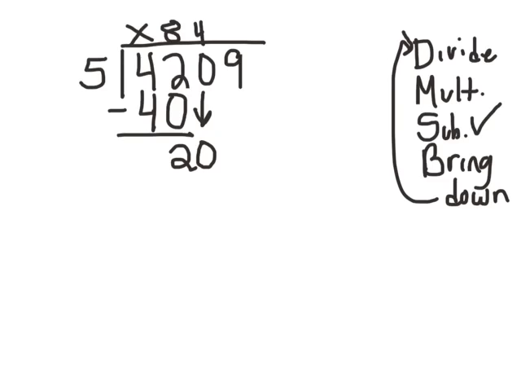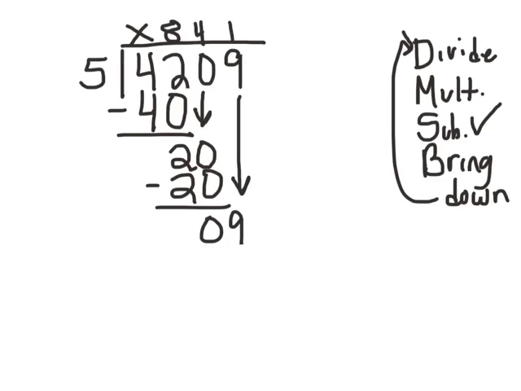4 times 5 is 20. So I've divided and multiplied. Now I'm going to subtract. I'm going to check to make sure that what I'm left with is less than my divisor of 5, and it is. And then I'm going to bring down my next number, which is 9. So then I say to myself, how many 5s are in 9? I know that 2 5s are 10, and I don't have that, so I know I can only get 1.